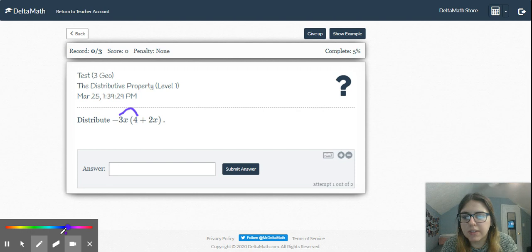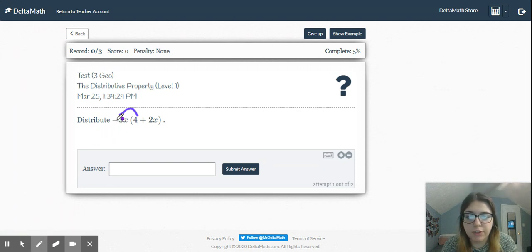And whenever we do negative 3x times 4, well, deal with your numbers first. So negative 3 times 4 is negative 12. Right? And then do not drop your x. Okay, the x stays because the 4 doesn't have a variable, so nothing about the x changes. So negative 3x times 4 is negative 12x. Then I'm going to do negative 3x times positive 2. Well, negative 3 times 2 is negative 6.